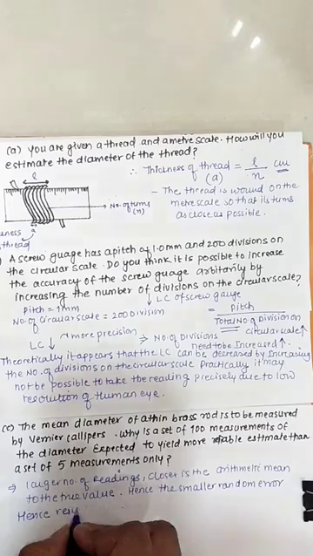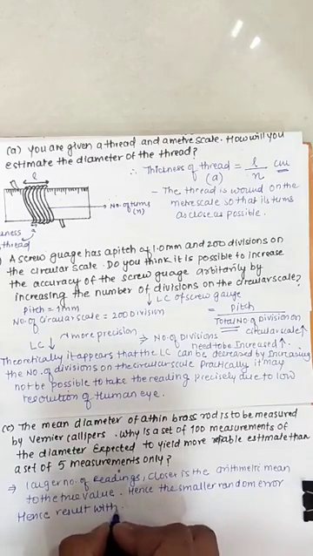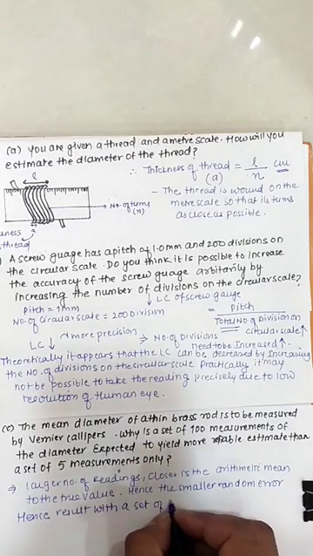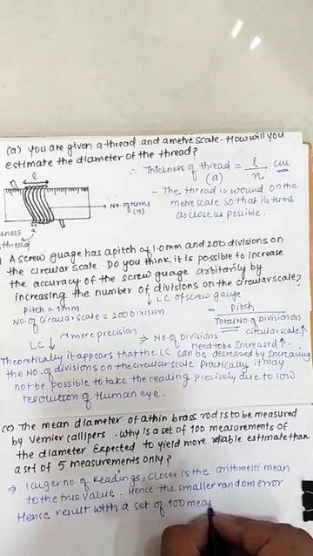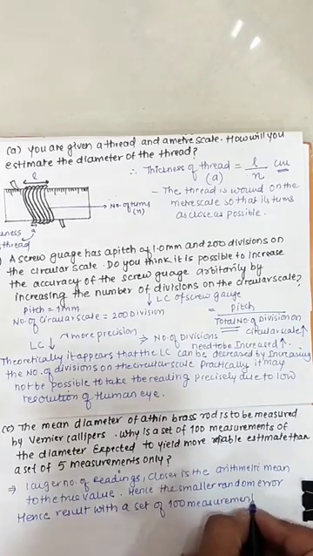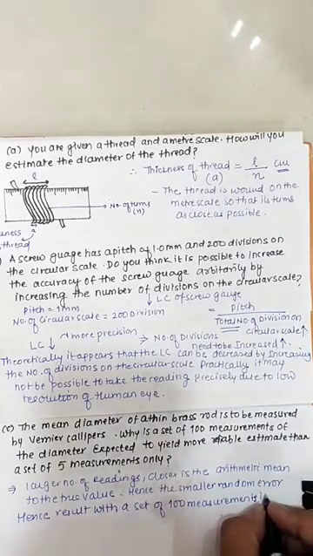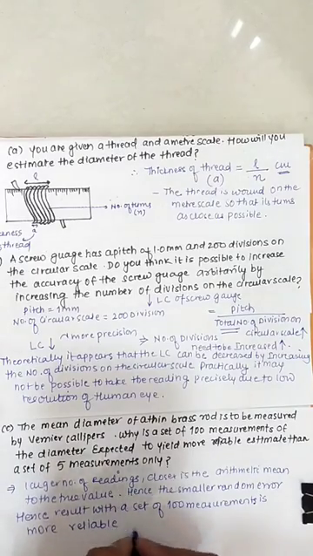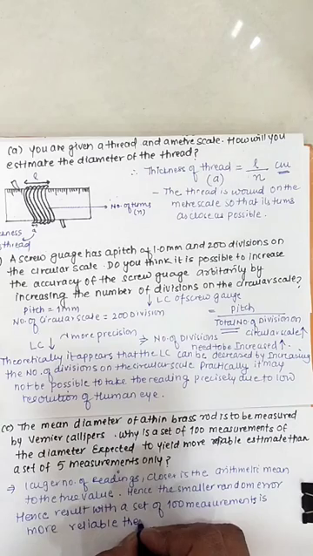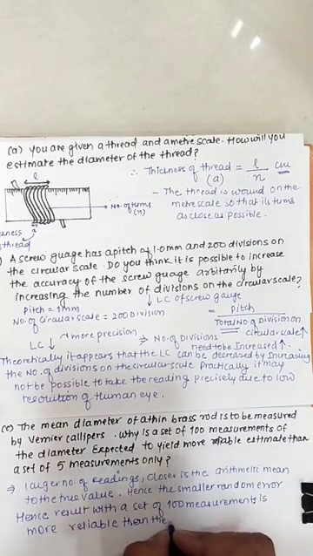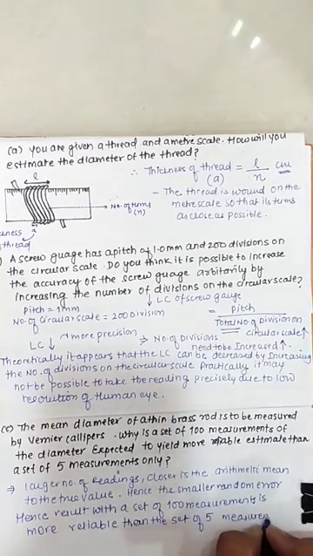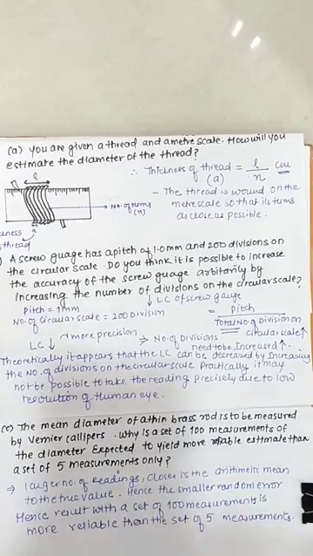Hence a result with a set of 100 measurements is more reliable than the set of 5 measurements. Till this clear? We'll see more numericals in the next session.